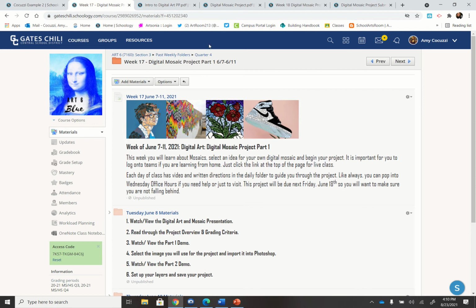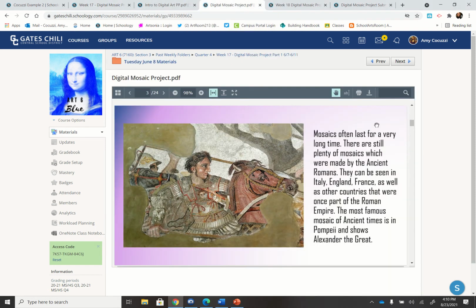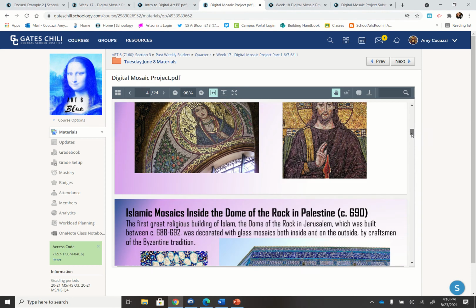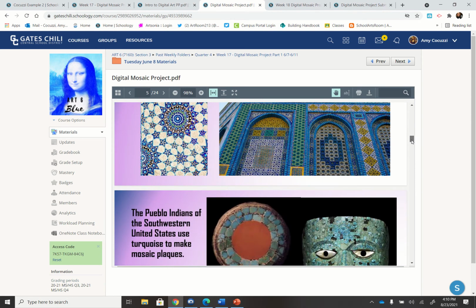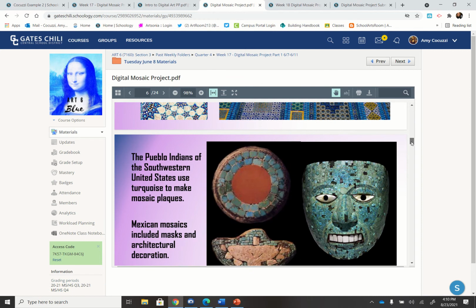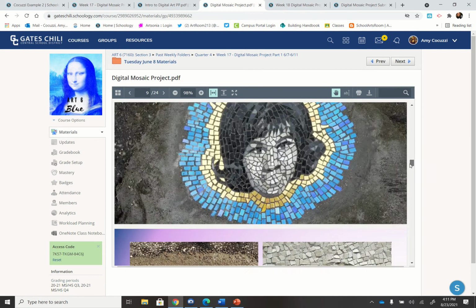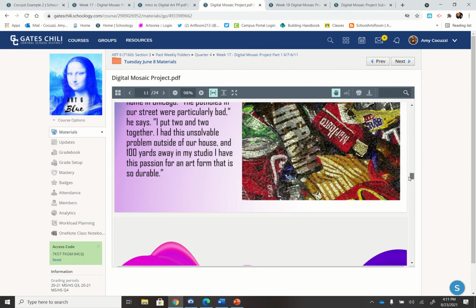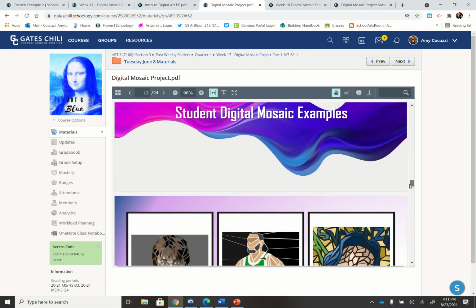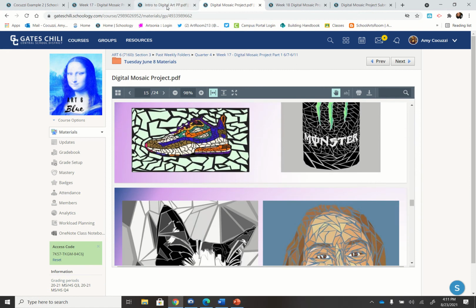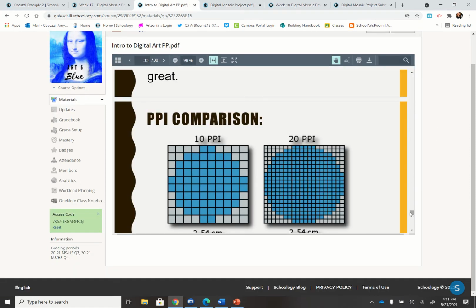So we started by looking at mosaics of the past. We looked at some different mosaics, the history of mosaics, and we looked at mosaics from different cultures: Greece, the Byzantine Empire, how the Native Americans use mosaics. And then we looked at some contemporary artists and looked at how they interpret mosaics. And we thought about ways that they could make some contemporary mosaics themselves. Then students went ahead and we talked about the nitty-gritty.